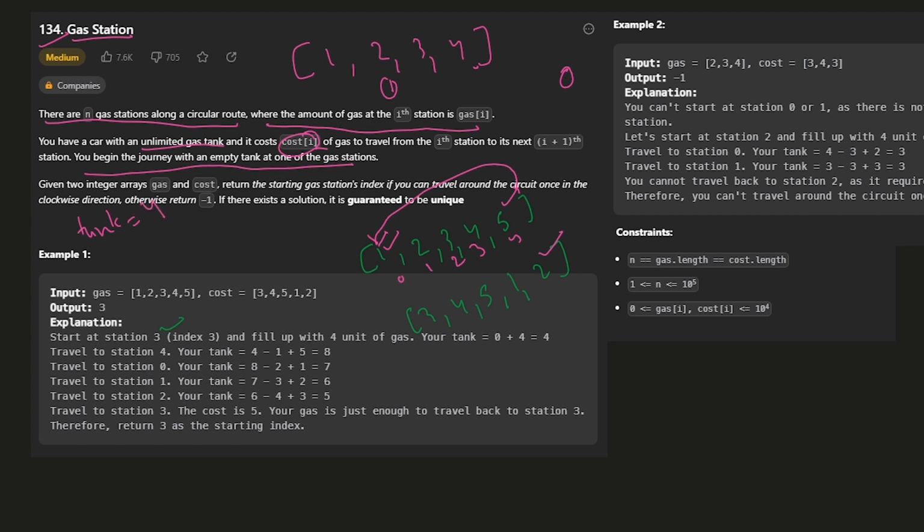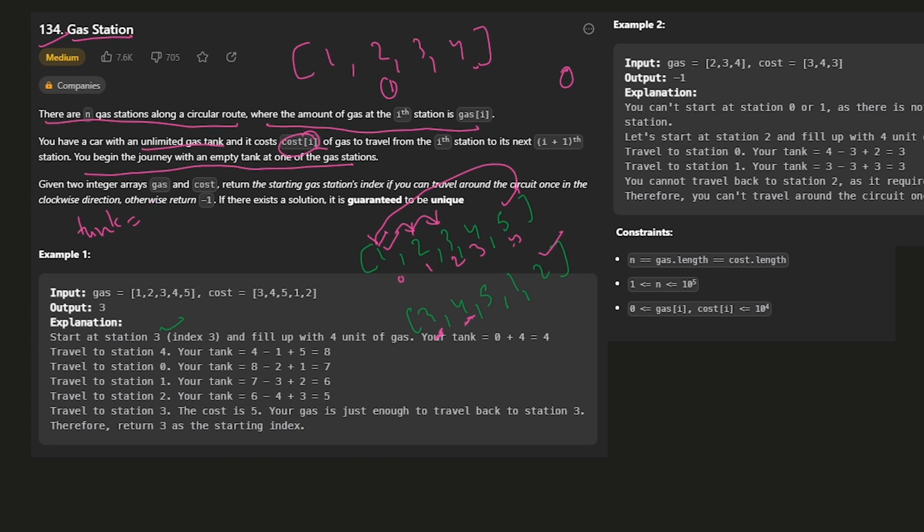Now I have to move to this 2, right? So for moving to this 2, I need to spend this much amount, 3. So I can say now 4 minus 3 is nothing but 1. And I have added 2 more. So I am now getting 3. That is clear, right? Now, guys, to move to the next one, I need to spend 4 amount. You can see, right? But here you can see my tank is nothing but 3. I can't spend 4 amount of gas to move to the next one. That means there is no solution if we start from index 4.